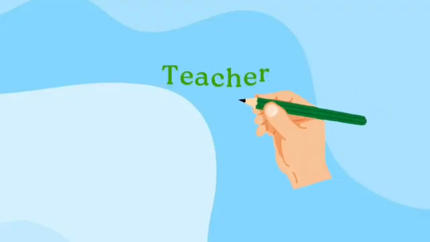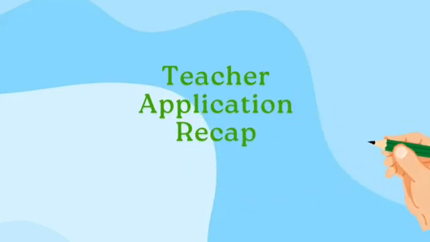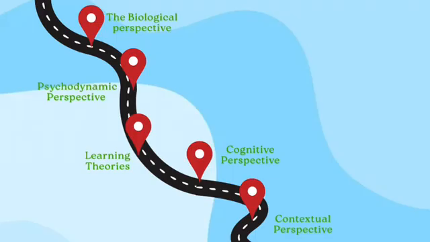Now, let's bring it all together in our teacher application recap. These theories show us that good teaching begins with understanding how children grow and learn. We observe each learner's stage of development, use reinforcement and modeling to guide behavior, and build strong, supportive relationships. We also encourage peer learning and create lessons that build on what learners can already do. When we apply these principles, our classrooms become places where every child can develop to their full potential.